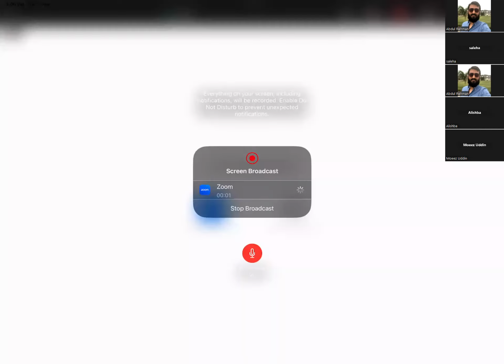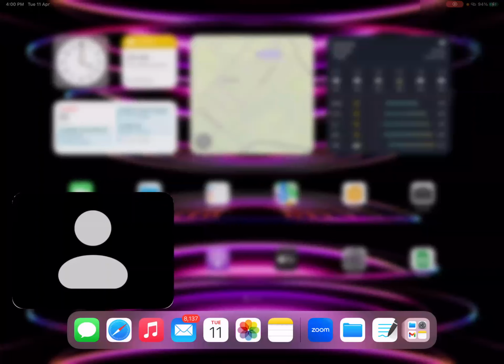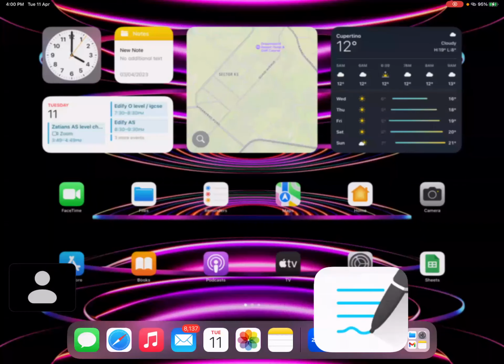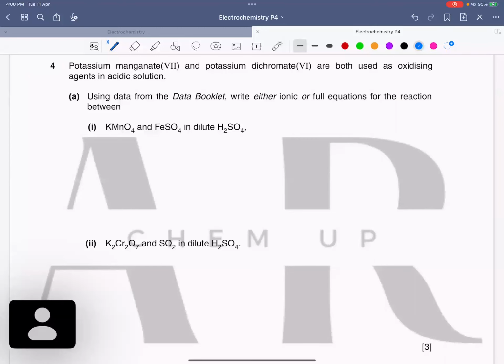One minute. Yes, take the help from the data booklet, use the half equations and do it and send them quickly.